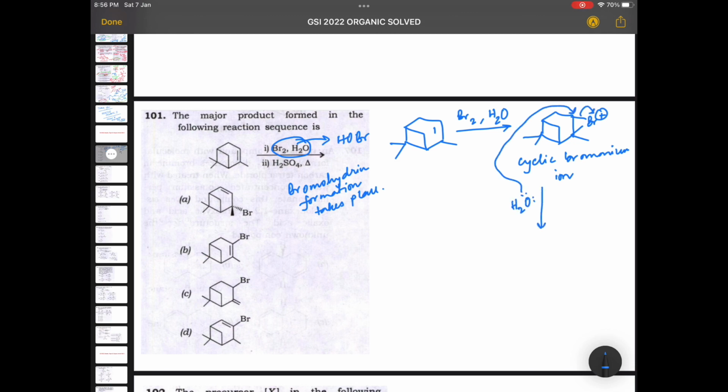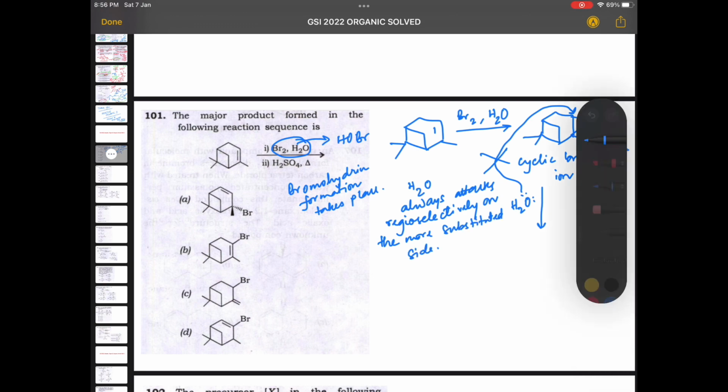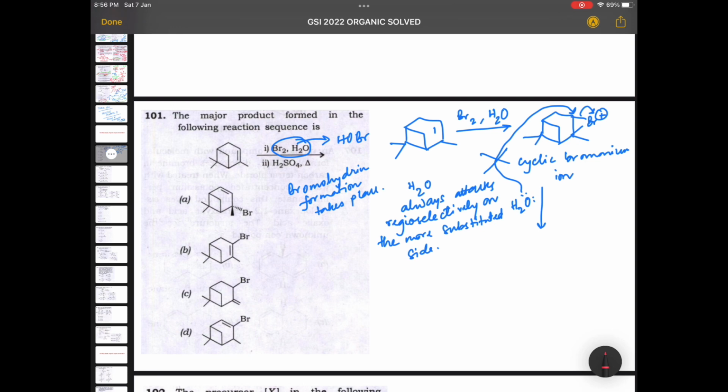It can open up from this side, but this does not actually happen, because the nucleophile always selectively attacks the carbon which is more substituted in this case. So the proper way of opening up the cyclic bromonium ion bridge would be as I have shown in red arrows. So here the cyclic bromonium bridge opens up and OH forms with the more substituted carbon.